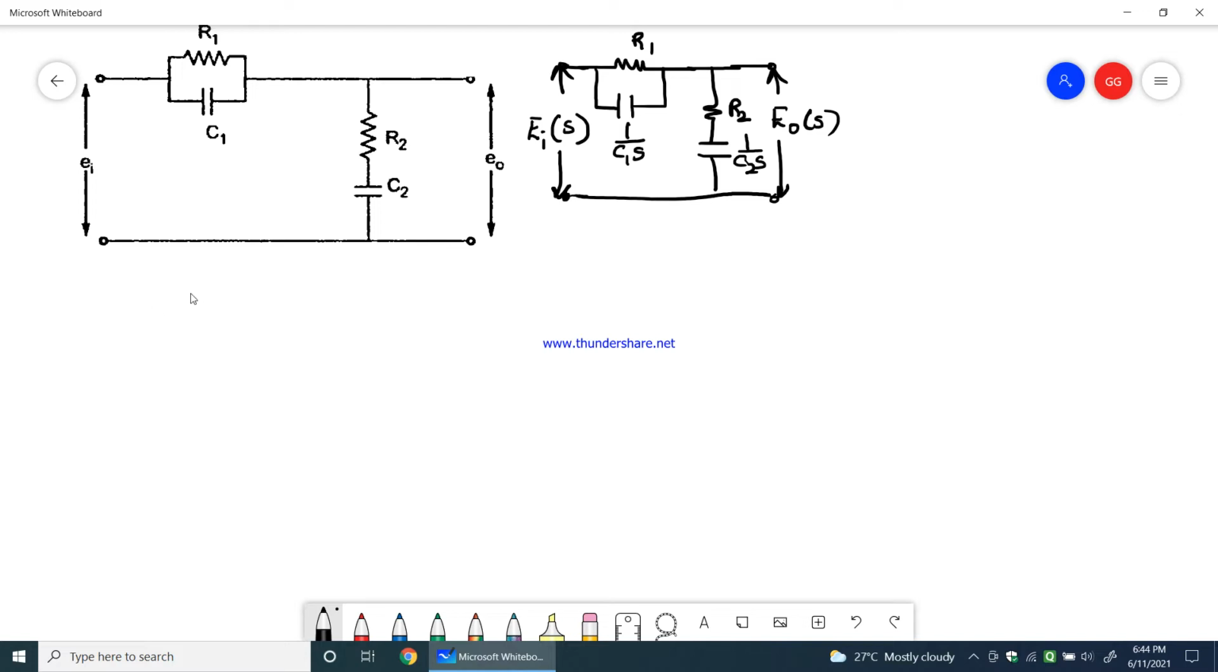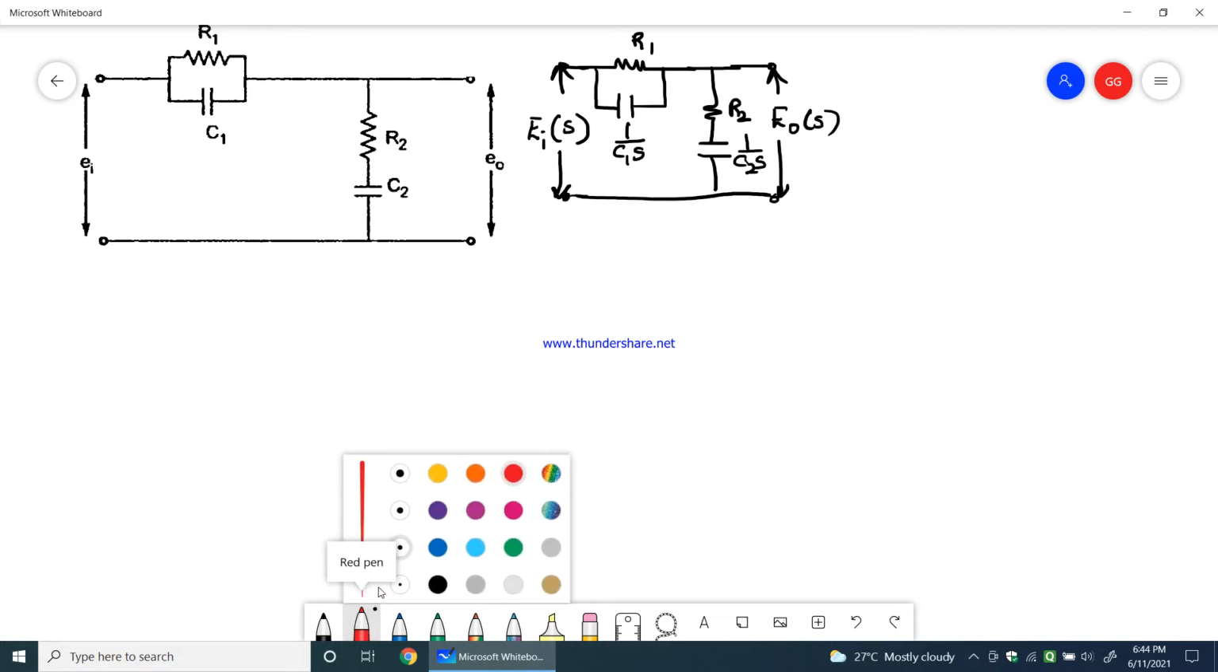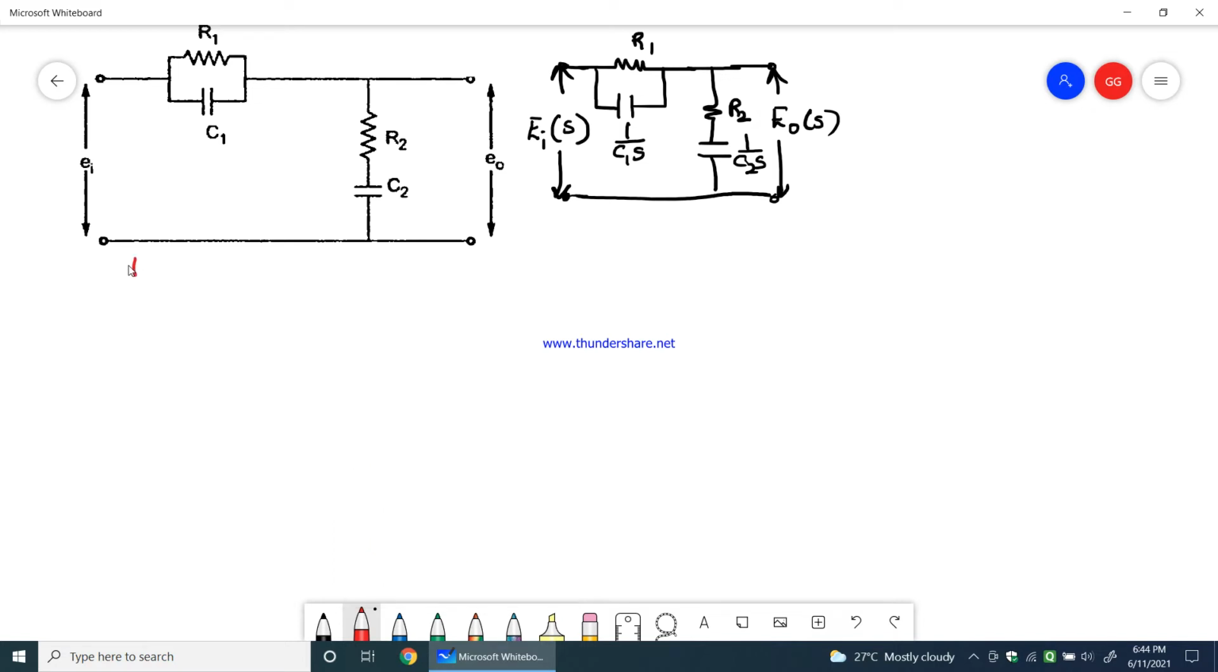Now what exactly the question asks is to find the transfer function of this given circuit. So you need to find what the transfer function is for this particular circuit. I would say the transfer function would be equal to E out of S, the output voltage, divided by E in of S, the input voltage. E out of S divided by E in of S.